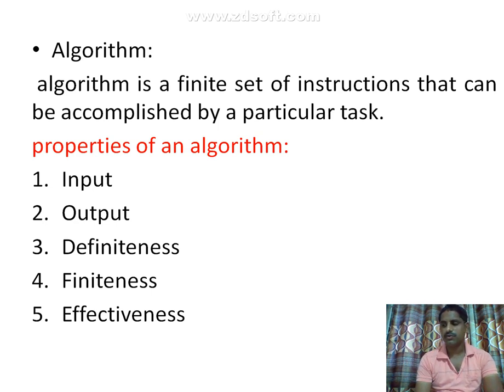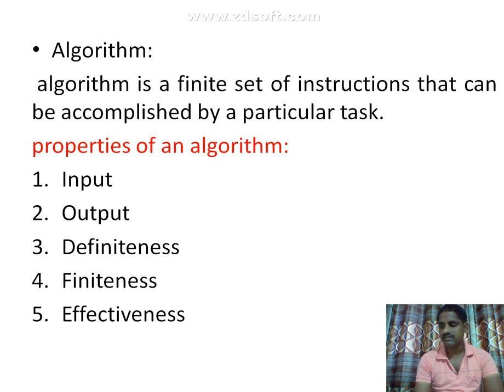And what is output? Output means at least one quantity is produced. It is called an output. Definiteness means each and every instruction must be clear. And finiteness means every instruction must end after some point. It is called finiteness.